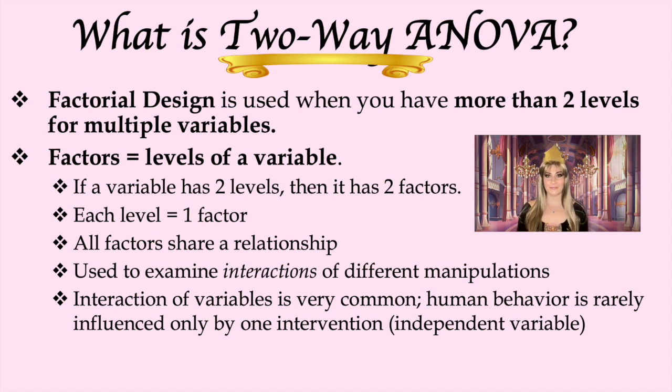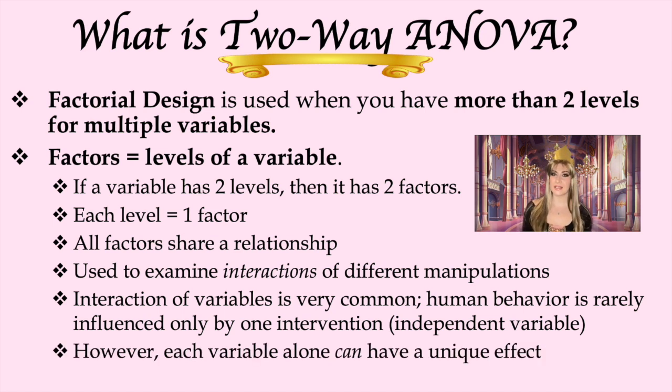What's important to understand is that even though you have 2 independent variables, and an interaction or a combination between the 2 is possible, what is also possible is that each variable alone can have a unique effect on the dependent variable.